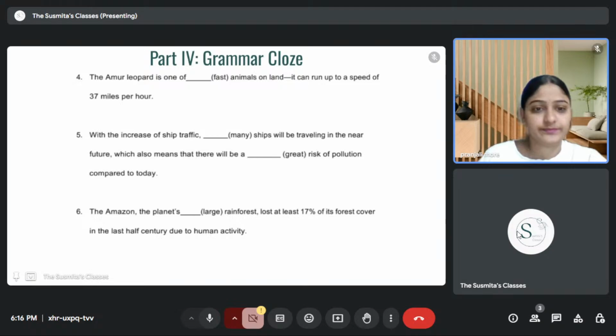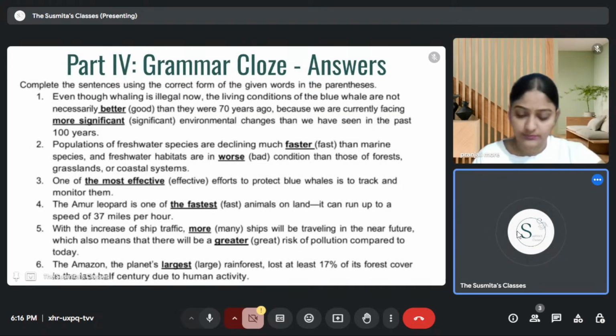Now, check your answers quickly. Good becomes better. Significant becomes more significant because we're talking about two things. Then fast becomes faster. Bad becomes worse. Effective becomes the most effective because here we're talking about more than two things. The fastest, we're talking about all the animals. More and greater, and then the largest. All correct?